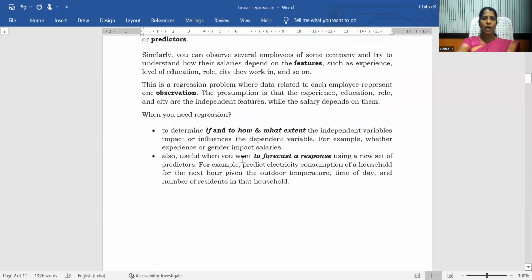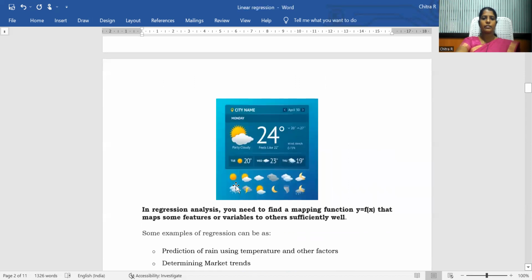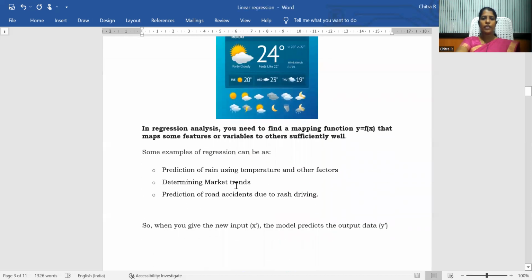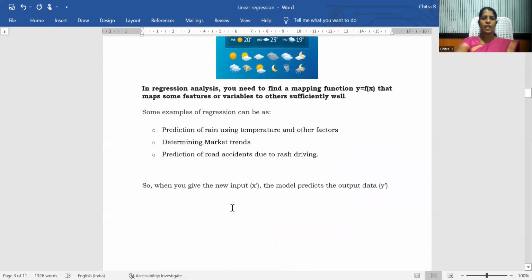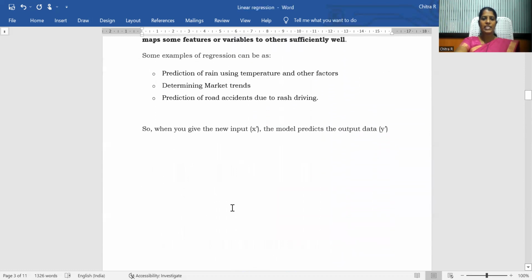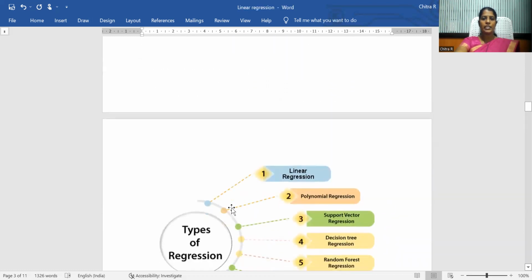If there exists a correlation between the variables, then only that variable is selected for the prediction. We should know how and to what extent these features affect the prediction. For example, consider the weather prediction. In the weather prediction, humidity as well as the room temperature, everything is required. But when you consider the color of the wall, it won't affect the weather. So we can't take such kinds of attributes. Some examples for the prediction are rain using the temperature and other factors, determining marketing trends, and prediction of road accidents due to rash driving. These are some of the prediction examples.